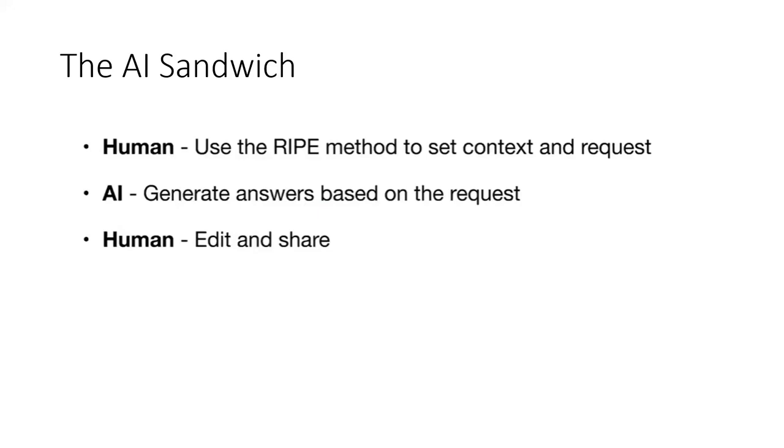This framework is known as the AI sandwich. You can think of a burger sandwich where the very top layer, the bun, is the human. As a human, you need to first ask the question to the AI. That's where you set the context and you make the request. Then the AI is going to generate the answers based on the context that you already requested. After the AI generates the content, you are still going to have to edit and share. So you can think about this framework as a three-step process.